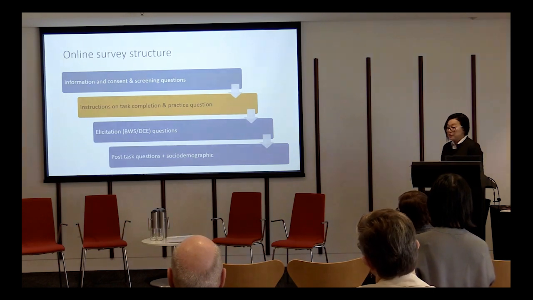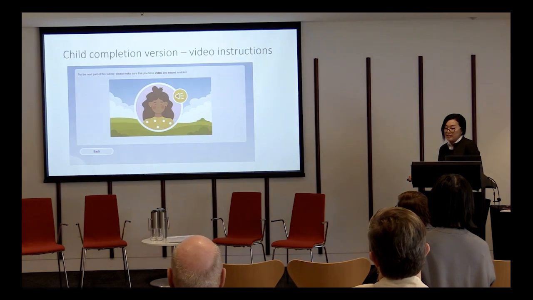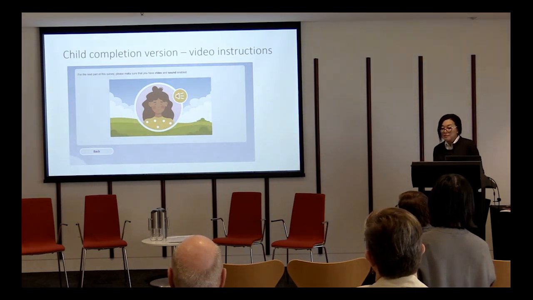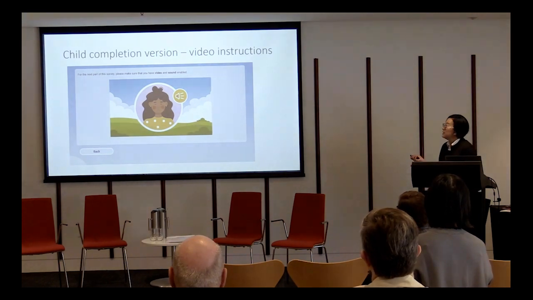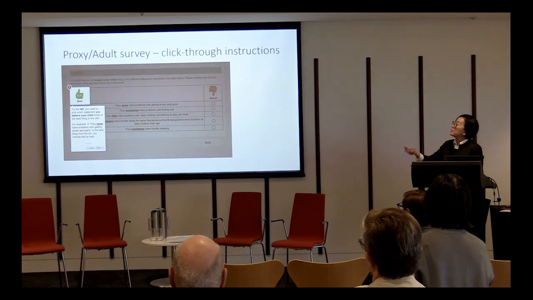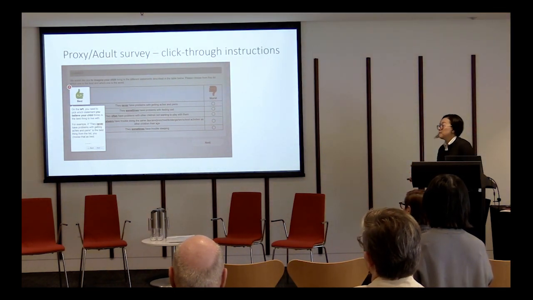For the child completion in particular, we actually had video instructions, and the script basically reflected the same ones that were tested in the qualitative interviews that we had. Also the avatar, the person that was talking, we tried to make them reflect the interviewers that we had in the qualitative interview stage. And for the adults, we didn't give them a video. They just had a click-through instruction on how to complete the task.